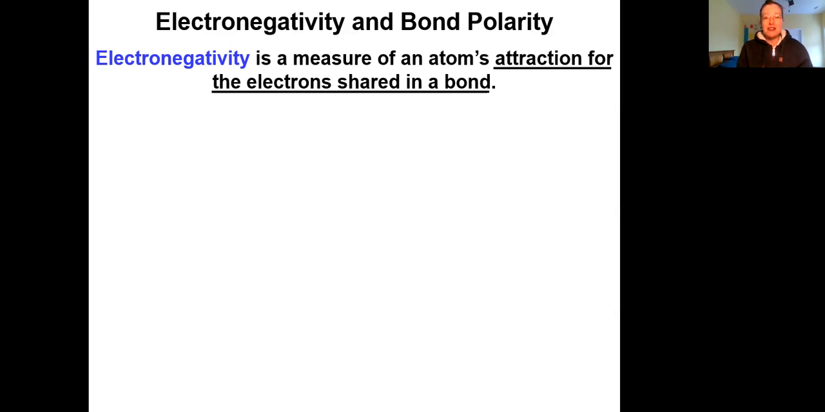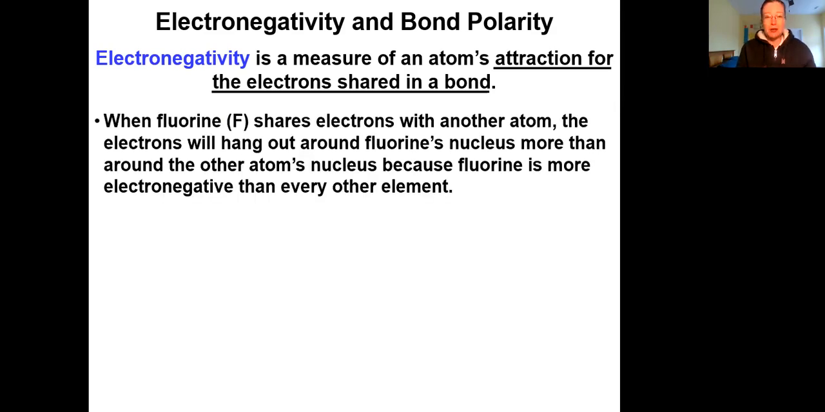And we can use this concept of electronegativity to be able to identify if one atom is essentially hogging the electrons more than the other atom that it's sharing electrons with. When fluorine, which has the chemical symbol of F, shares electrons with another atom, the electrons will hang out around fluorine's nucleus more than around the other atom's nucleus. This happens because fluorine is more electronegative than every other element.